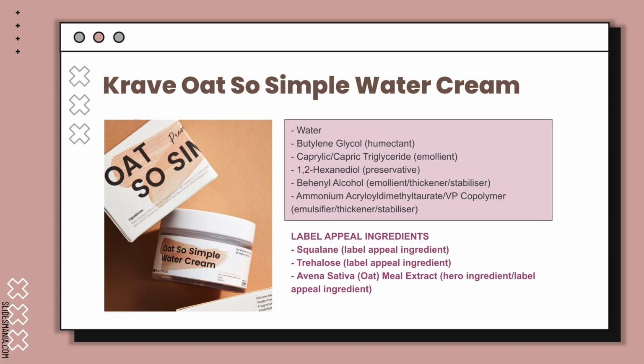Here is the basic formula without the label appeal ingredients. Without these label appeal ingredients, squalane, trehalose, and Avena sativa oatmeal extract, the basic formula consists of only humectants, emollients, emulsifiers, thickeners, stabilizers, preservatives, and water.